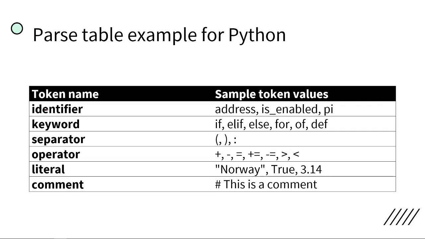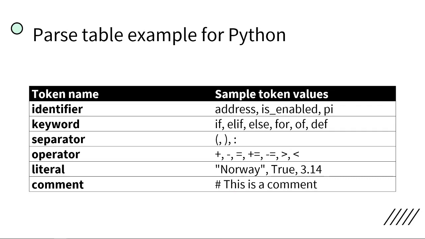So we have identifiers, variable names. For our keywords, we have if, elif, else, for, of, def. Def, if you can remember, we use it for defining functions in Python. And then we also have separators: open parenthesis, close parenthesis, and colon. For our operators, we have plus, minus, equal, plus equal, minus equal, greater than, lesser than. For literals, we have the string Norway, the Boolean value true, and the number 3.14. And then for the comment, hashtag, this is a comment.